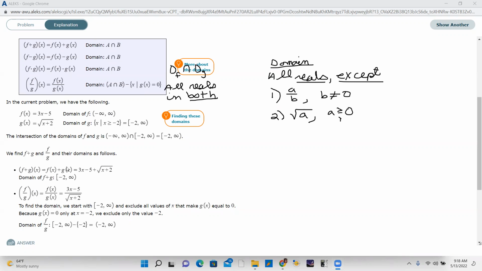Okay, now when you add these two, you can just add them. Right? The first expression and the second expression, and the domain is that restricted part.